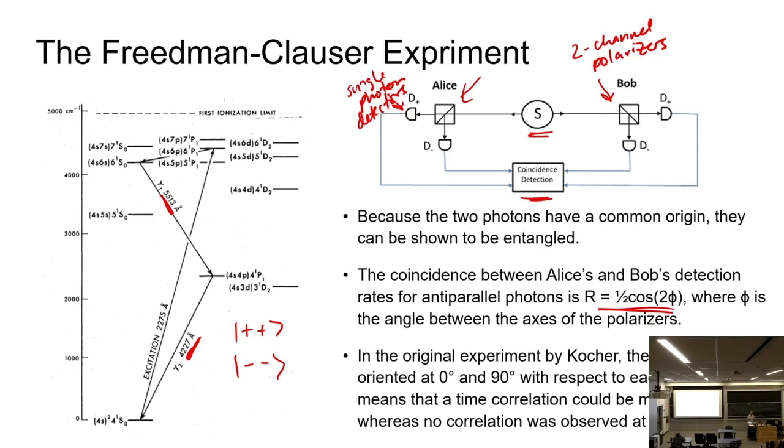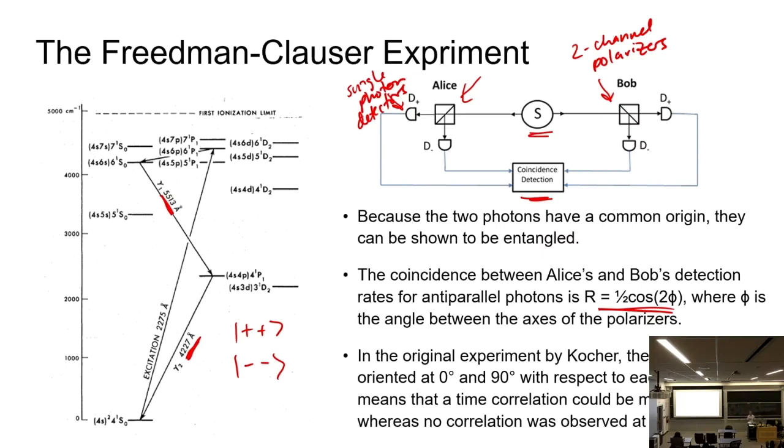The original experiment that was designed by Kocher had the polarizers oriented at 0 degrees and 90 degrees with respect to each other. That means that a time correlation could be measured at 0, whereas no correlation was observed at an angle of 90.